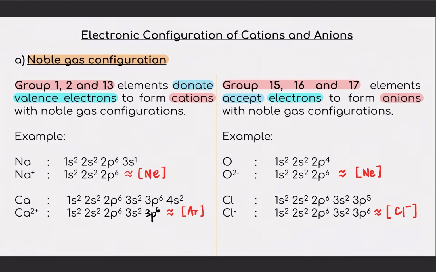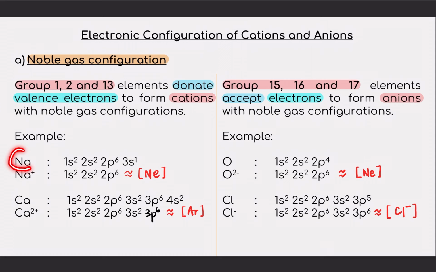So let's look at noble gas configuration. This is one of the stabilities that your group 1 to 17 elements can achieve. For group 1, 2 and 13 elements, they are electropositive elements, so they will donate valence electrons to form cations. Electropositive maksudnya dia tend to lose electron, release electron, donate electron. So they will donate their valence electrons to form cations in order to achieve the noble gas configuration.